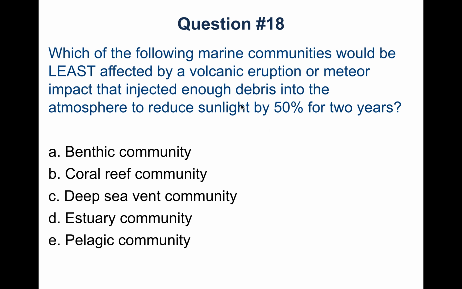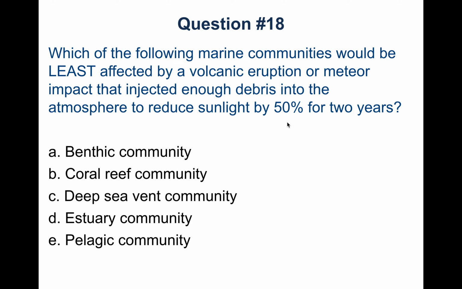All right, which of the following marine communities would be least affected by volcanic eruption or a meteor impact that injected enough debris into the atmosphere to reduce sunlight by 50% for 2 years? All right, so two things you want to think about with this. You're reducing sunlight, so if you have photosynthetic organisms that are part of that marine community, then that would not be a good thing.